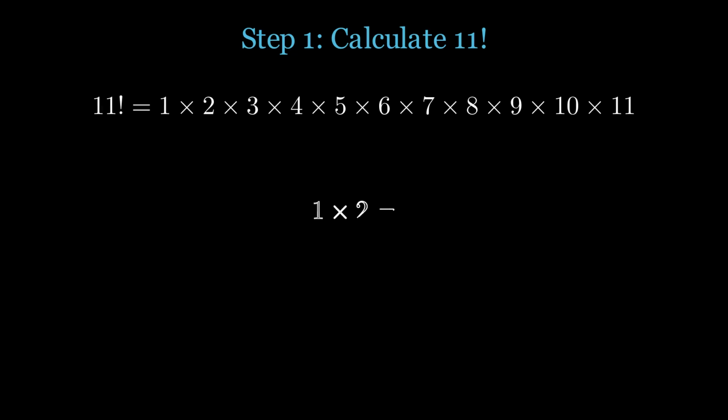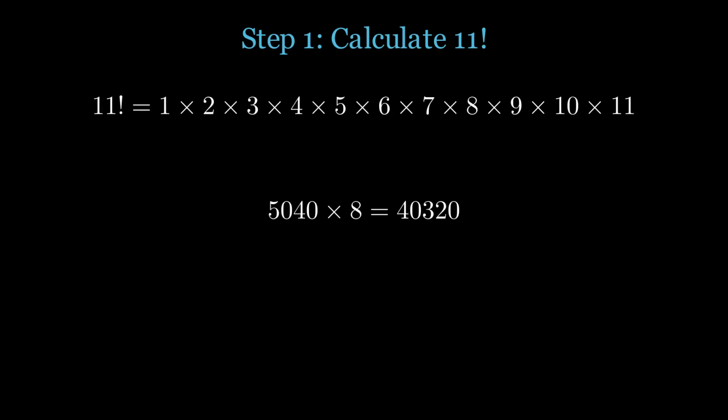Let's compute this step by step. Then we get 2 times 3 equals 6. Then we get 6 times 4 equals 24. Then we get 24 times 5 equals 120. Then we get 120 times 6 equals 720. Then we get 720 times 7 equals 5040.